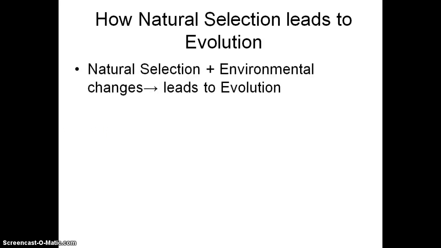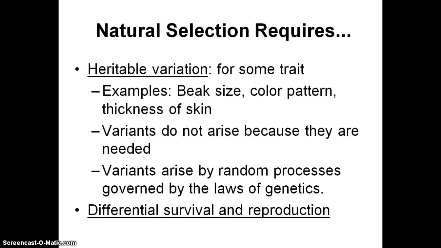So taking all of those concepts together, natural selection in a certain environment can lead to evolution. And remember that evolution is by populations and that individuals do not evolve. The requirements for natural selection to occur are that there needs to be variation, like we said before. There needs to be some kind of genetic difference within the population.